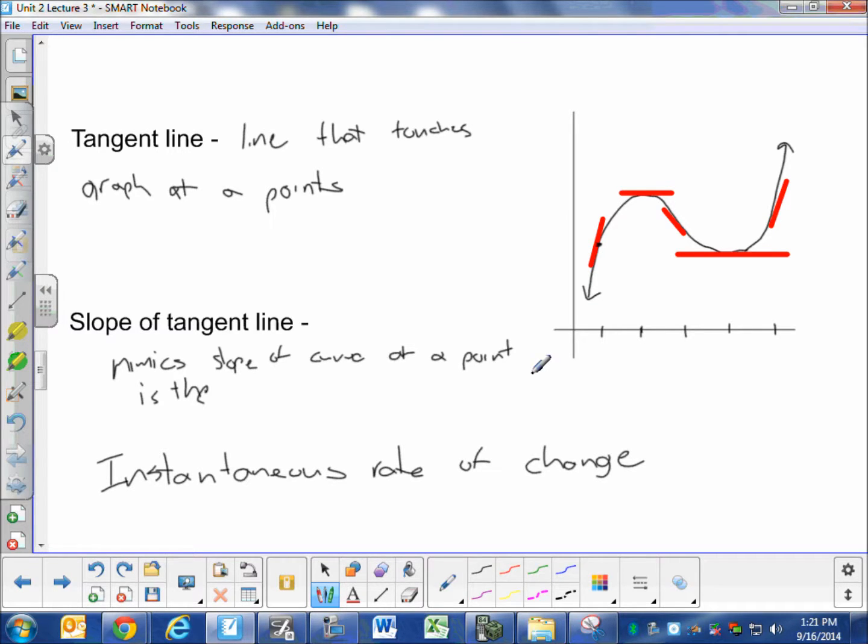Meaning your velocity at a specific time.